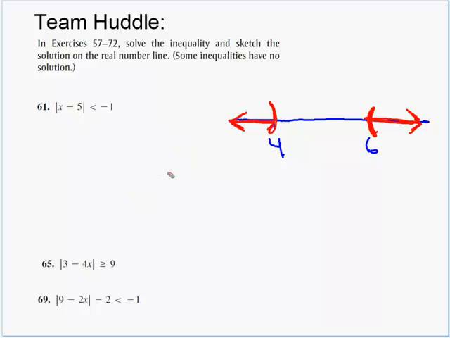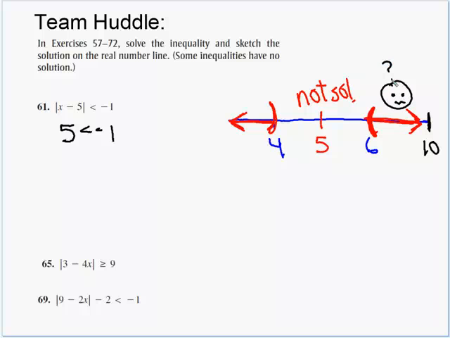But if you go the extra mile and try to test some values, like if I plug 5 into the original inequality, in my bars, I'll get 5 minus 5, which is 0. Is 0 less than -1? No. So these are not solutions between 4 and 6, just as we would expect. But what if, say, I plug in 10? It looks like 10 would be in my solution set. But what happens? 10 minus 5 would be 5. Is 5 less than negative 1? No. So these are also not solutions.